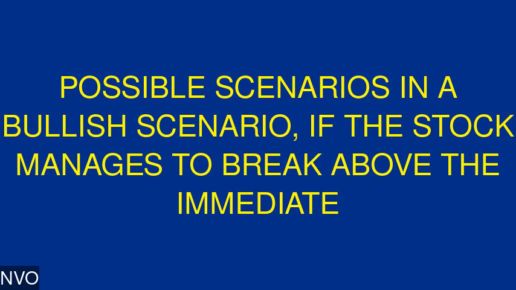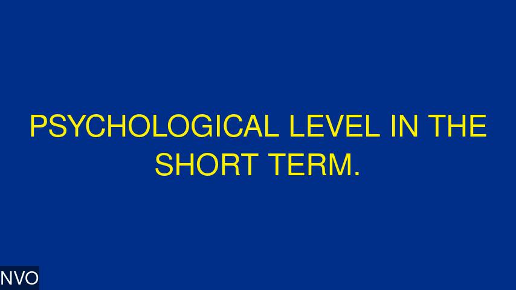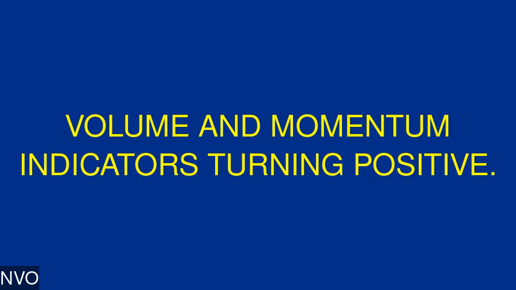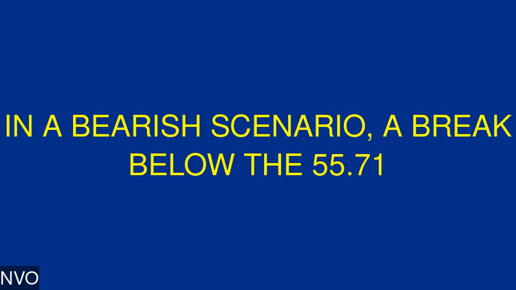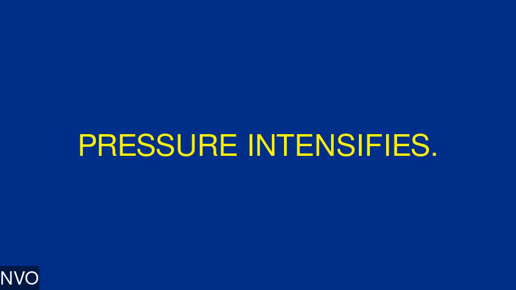Possible scenarios. In a bullish scenario, if the stock manages to break above the immediate resistance at 56.52, it could target the 58.34 level and potentially extend towards the 60.0 psychological level in the short term. This scenario would be confirmed by increasing volume and momentum indicators turning positive. In a bearish scenario, a break below the 55.71 support could lead to a test of the 54.78 level, with a possible extension towards 53.0 if selling pressure intensifies.